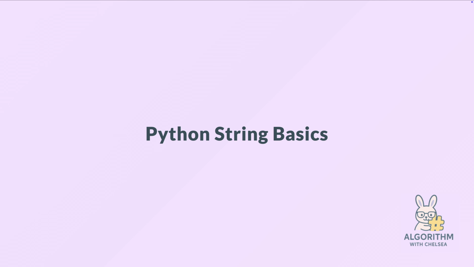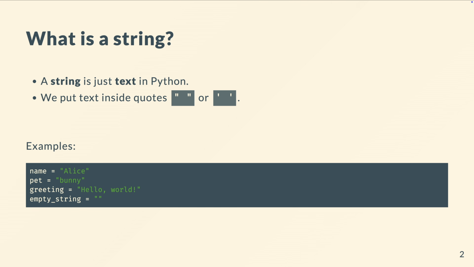Let's begin. A string is just text in Python. To write text, we put it inside quotation marks. We can use double quotes or single quotes. In these examples, name, pet, and greeting store text. An empty string is text with nothing inside.